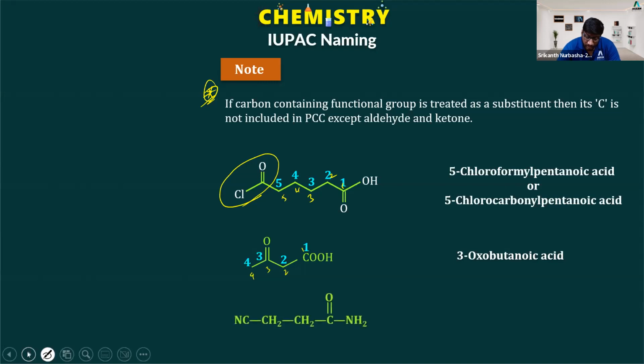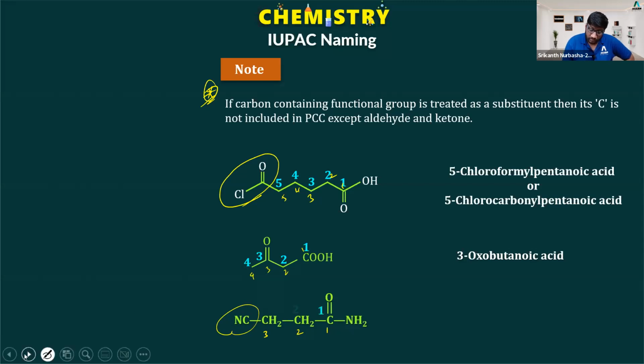Right. Next compound. C double bond NH2, CH2, CH2, CN. When compared, C double bond NH2 and CN, which is given the highest priority? Amides or cyanides? Amides are given the highest priority. If you look at the priority order, cyanides have to be taken as substituents. So 1, 2, 3. Cyanide is a carbon containing functional group, but it is stated as a substituent now, so I cannot include this carbon in the parent carbon chain. So on the third position you have cyano.